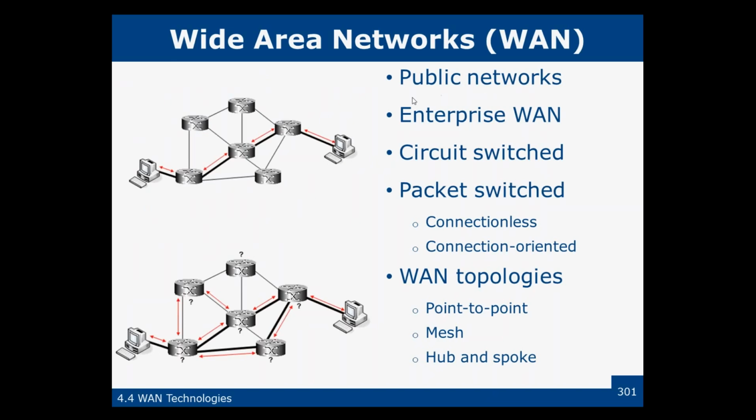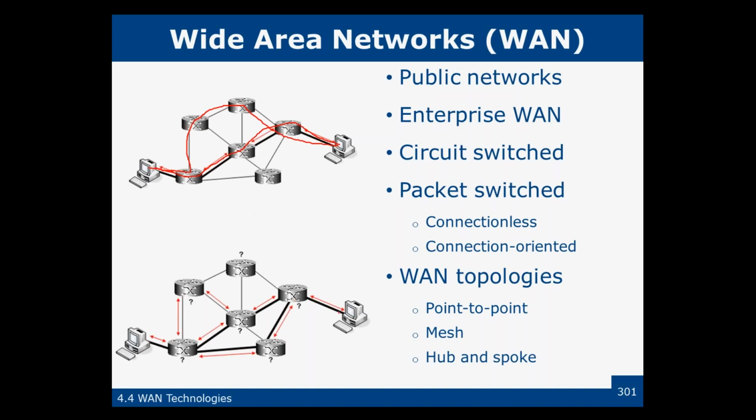So wide area networks, public networks, enterprise WAN, we have circuit switched and packet switched networks. And the difference is obviously how the switching takes place. In a circuit switched network, we create a circuit to the destination, and it could go any of these ways, and generally these things will find the best path. We create a circuit before we start sending the data.